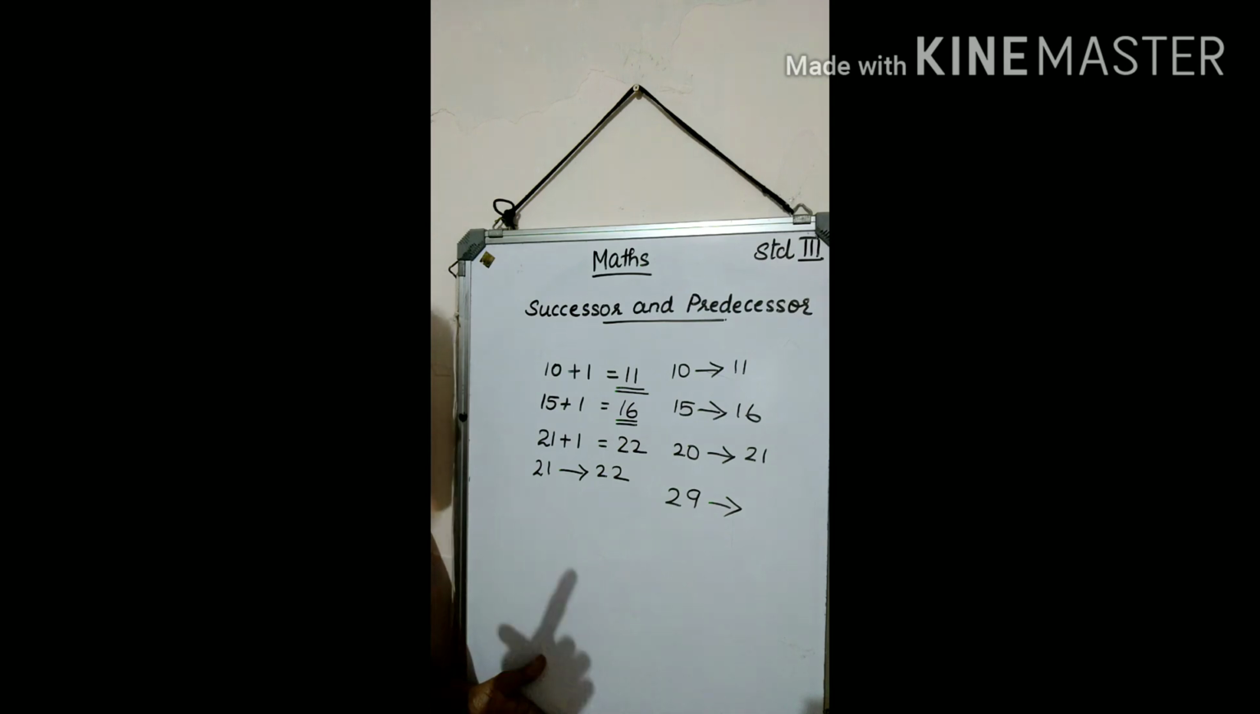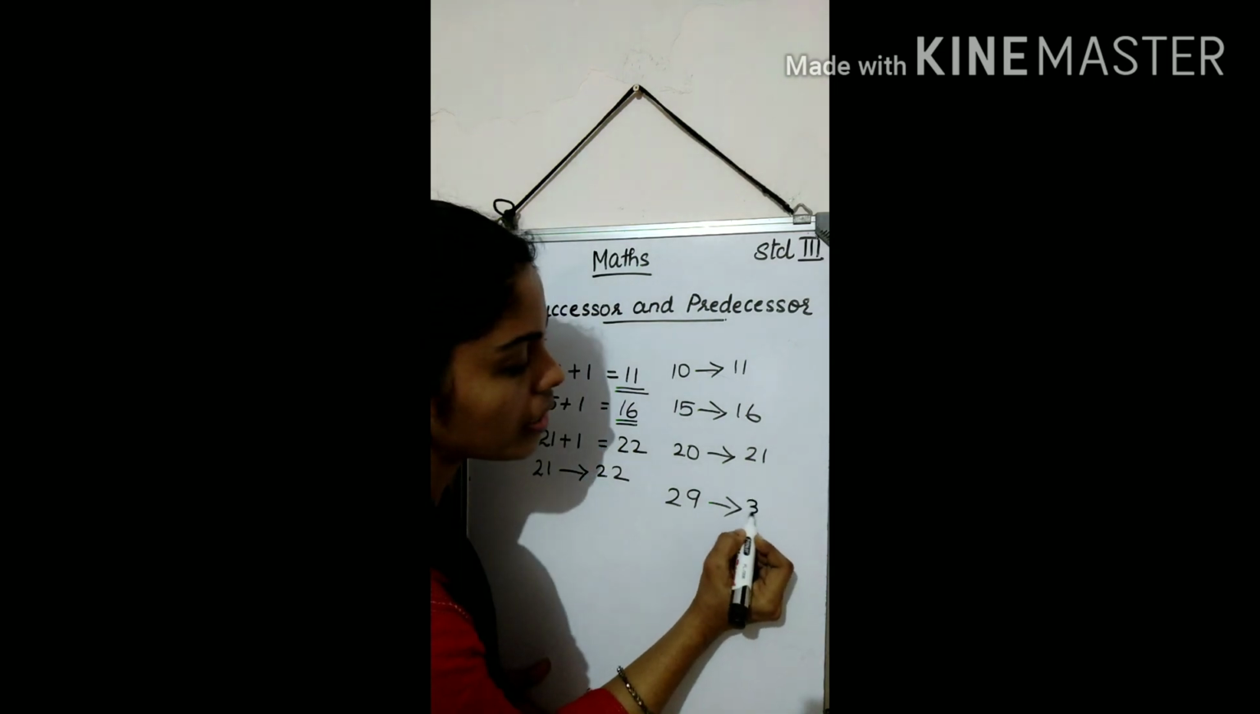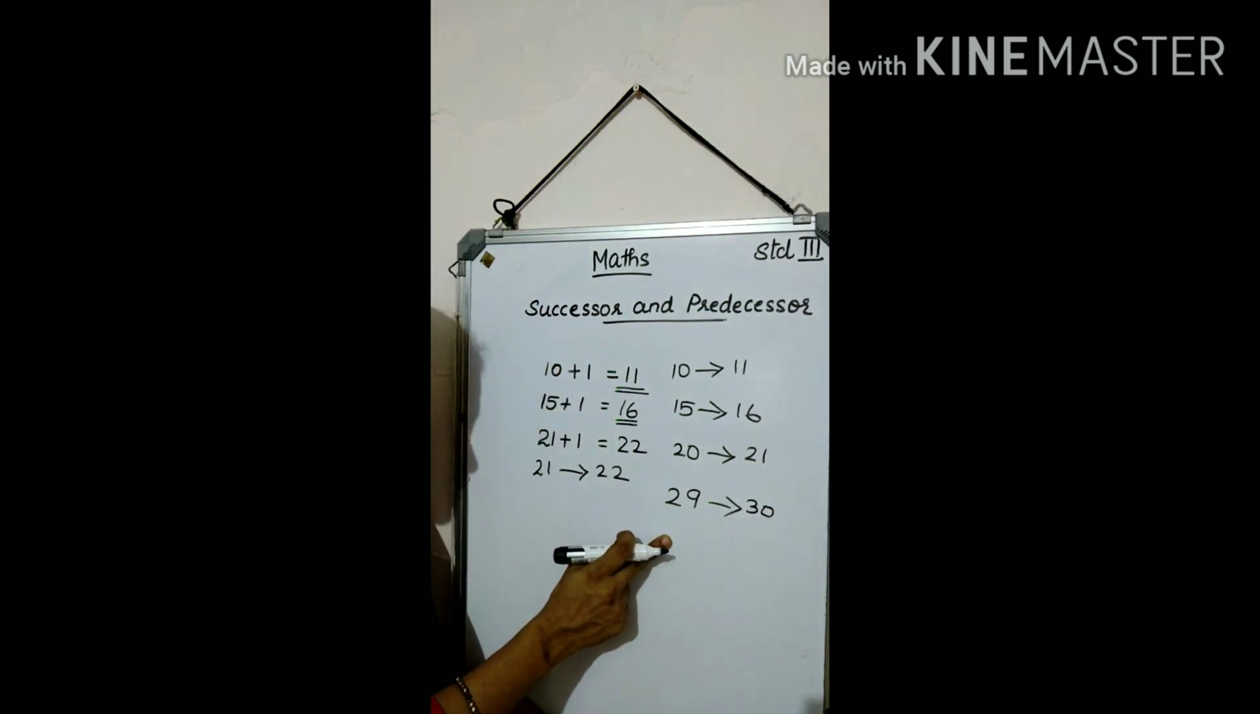Then if it is 29, what is the successor? Yes, 29 plus 1 equal to 30. So 30 is the successor of 29.